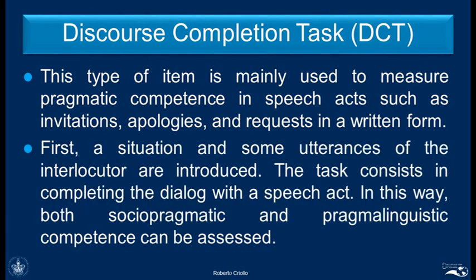So first, a situation and some utterances of the interlocutor are introduced. And then the task consists in completing the dialogue with a speech act. In this way, we can analyze both sociopragmatic and pragmalinguistic competence.